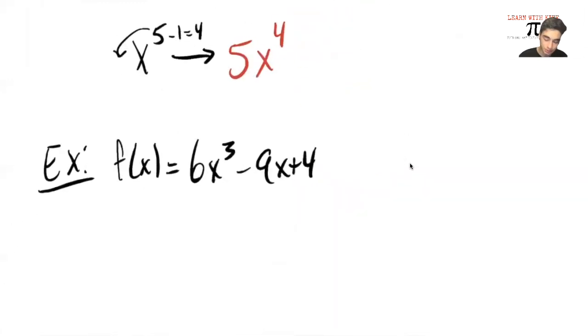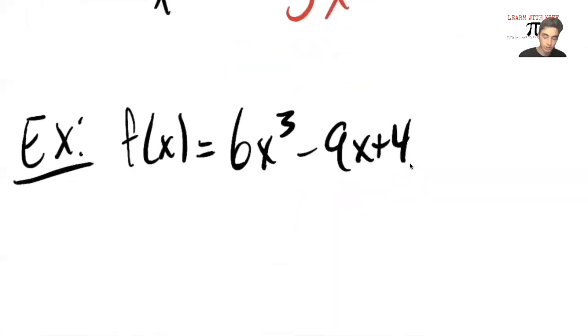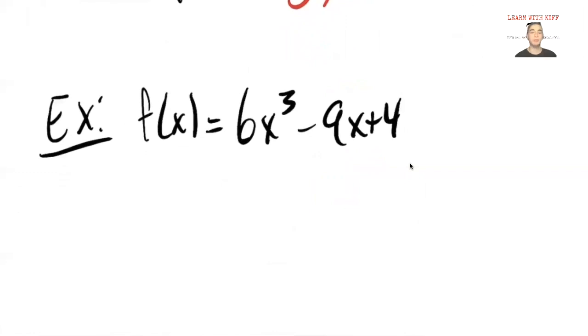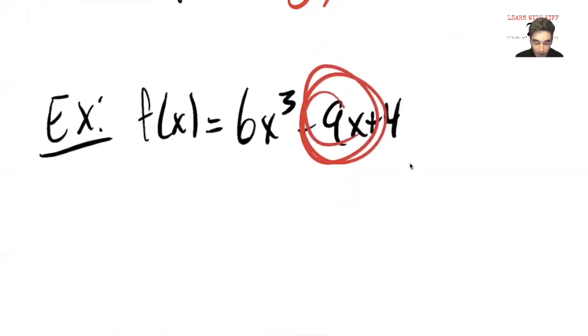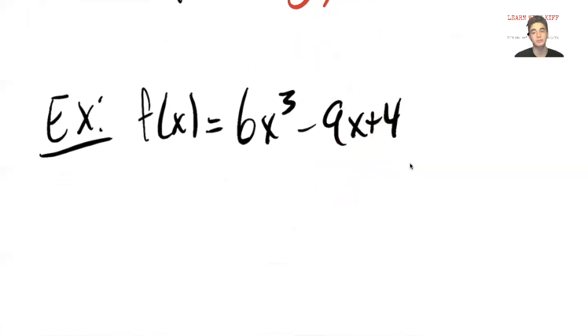Let's do some examples. Okay, so let's take a look at this example. This would be absolutely horrendous to have to do by first principles. You'll have to multiply x plus h to the 3rd power. It would not be fun. Then you have minus 9 times x plus h. It'll take a little while, and it's just not easy. So this is where the power rule really shines through.